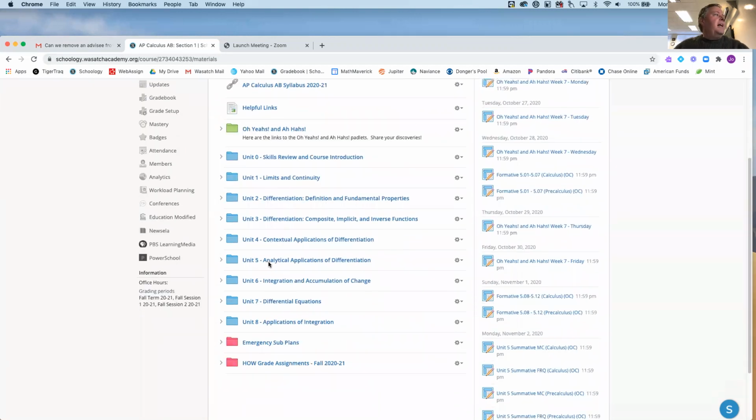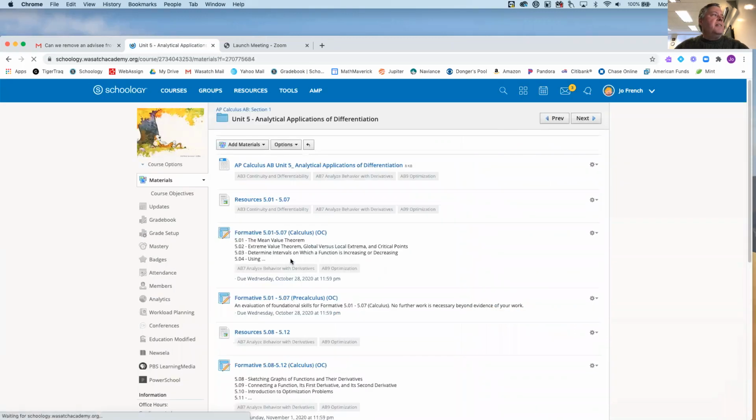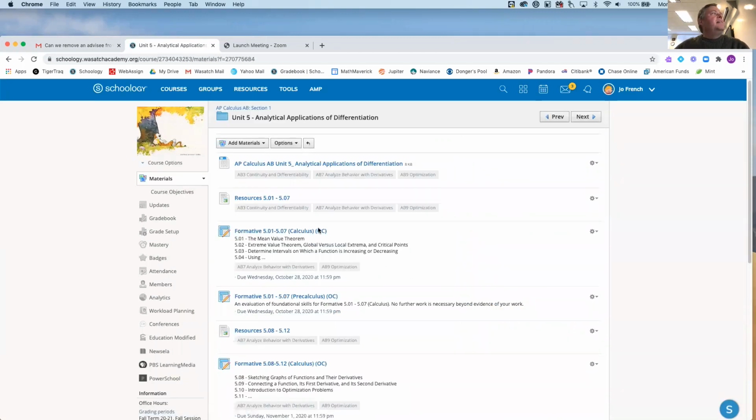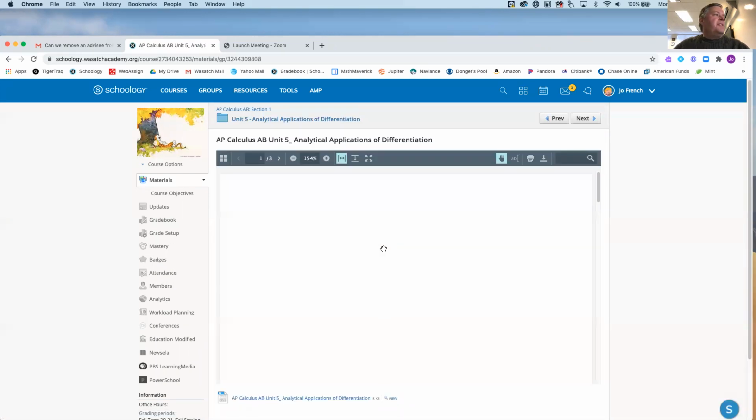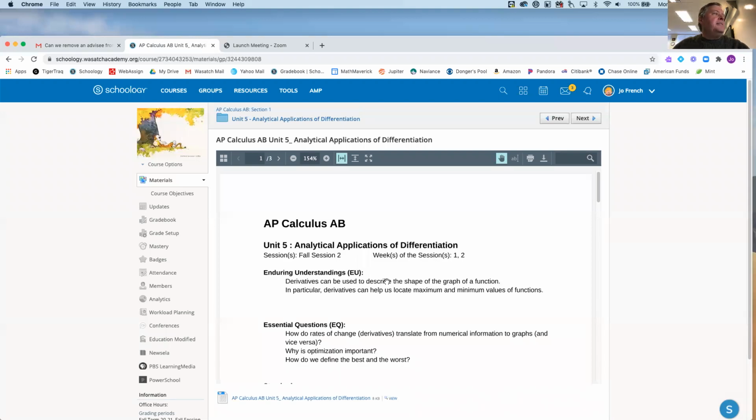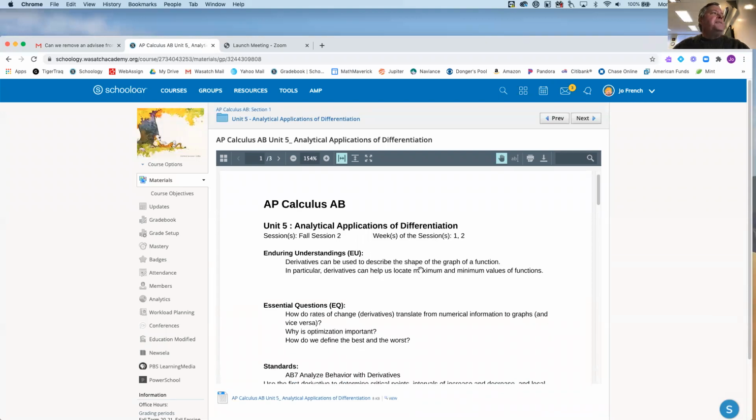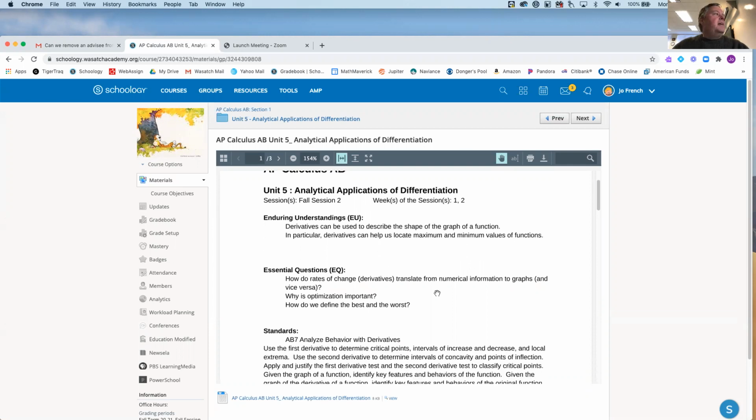All right, Unit 5, Analytical Applications of Differentiation. You can see that we have our unit planner, which will go over different topics that we'll be covering. We're going to look at how derivatives can be used to describe the shape of the graph of a function. First and second derivatives can tell us a lot, and it will help us locate maximum and minimum values.